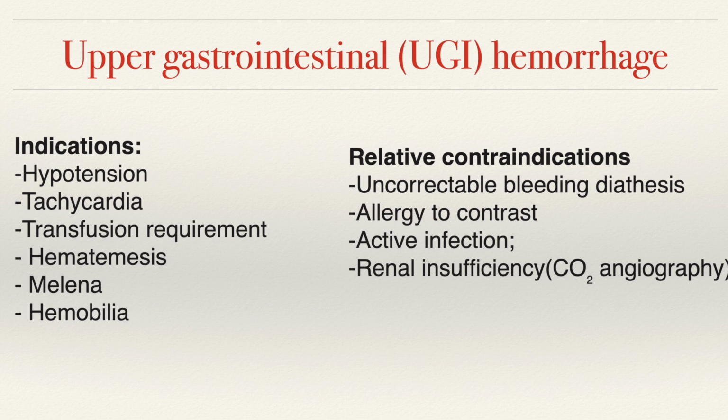So, what are the indications for intervention in upper GI bleed? The indications are hypotension, tachycardia, transfusion requirements, hematemesis, melena, or hematochezia. There are no absolute contraindications, however, there are relative ones. They are uncorrectable coagulopathy, allergy to contrast, any active infection, or renal insufficiency, where we cannot give normal contrast. At that time we can go for carbon dioxide angiography.